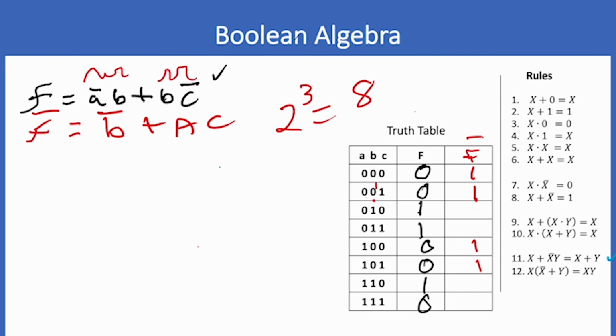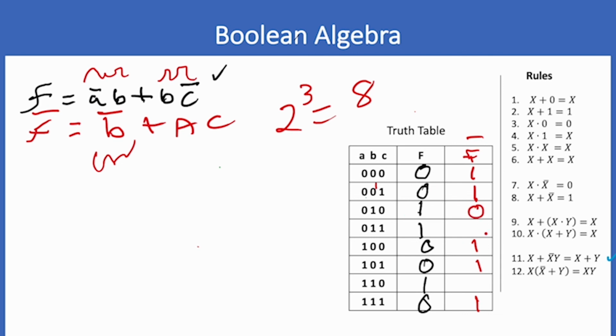Okay, so 0, 0, 1, 1. So 0, 0, and we have a 1, 1. Plus, the complemented function is a 1 every time b bar is a 1, or AC is a 1. AC is a 1 in this case right here.